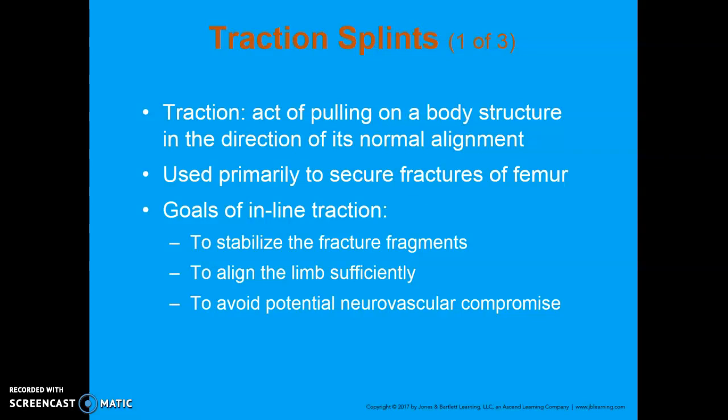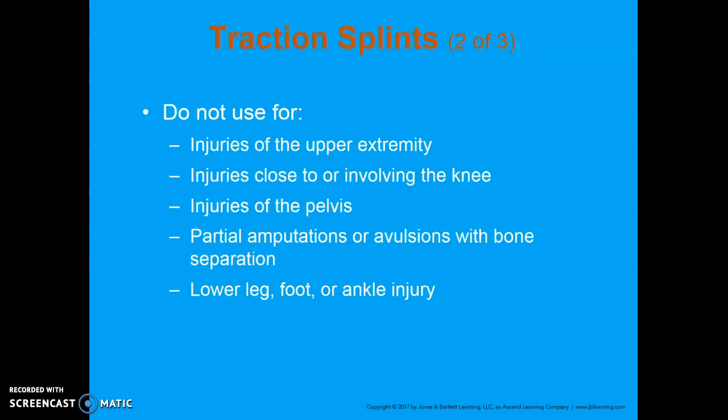In the field, your goals are to stabilize the fracture fragments to prevent excessive movement, to align the limb sufficiently to allow it to be placed in a splint, and then to avoid neurovascular compromise. There's a couple of instances in which you would not use a traction splint. Upper extremities, we're not going to use them. Injuries close to or involving the knee. Injuries of the pelvis, partial amputations or avulsions with bone separation, and then lower leg, foot, or ankle injuries.